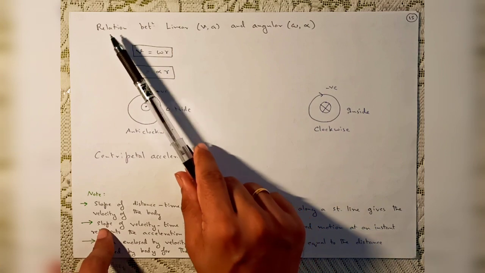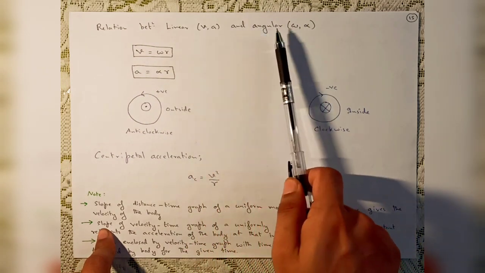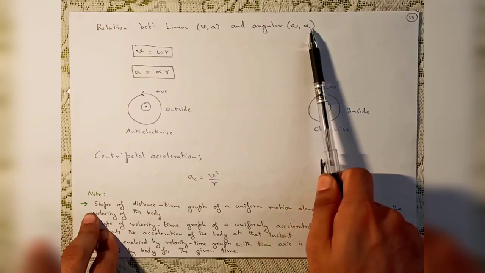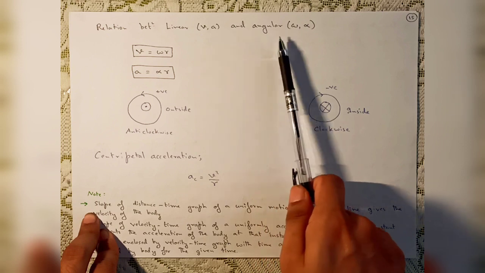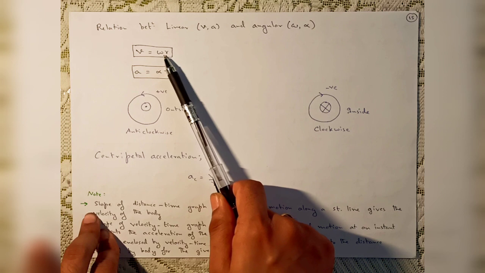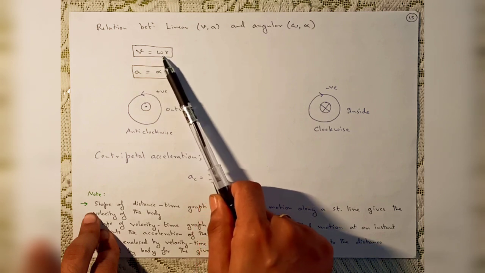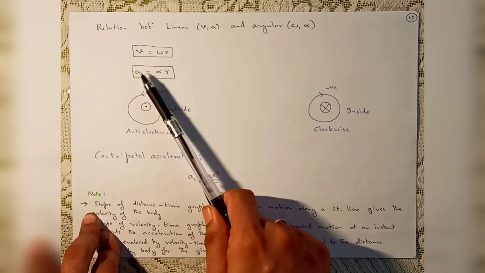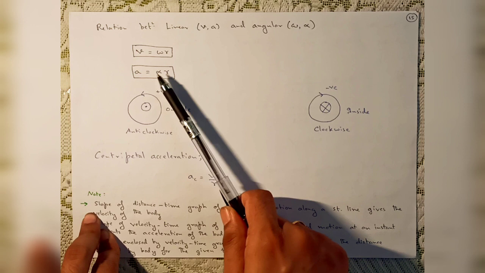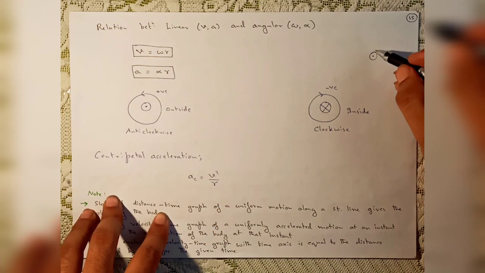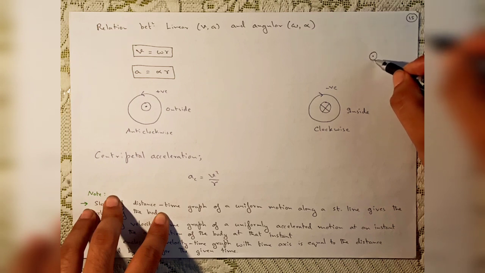Then we have one more thing, the relation between linear and angular velocity and acceleration. The relation between linear velocity v and angular velocity omega is given as v is equal to omega r. And in the case of linear acceleration a and angular acceleration alpha, the relation is given as a is equal to alpha r.